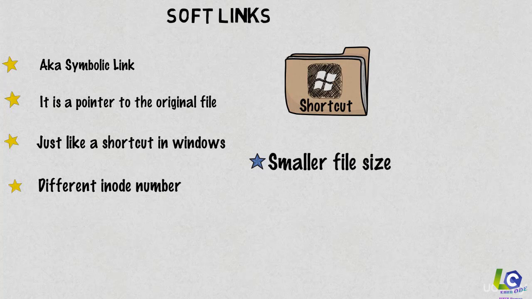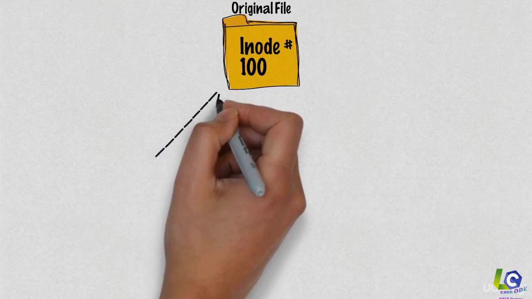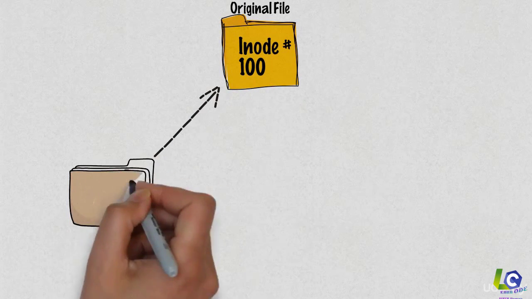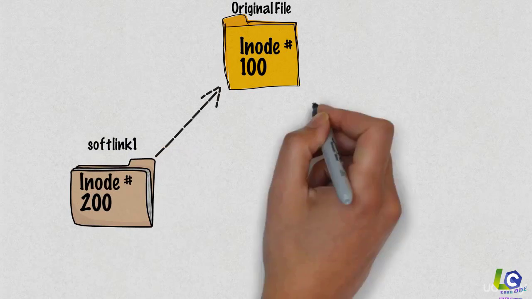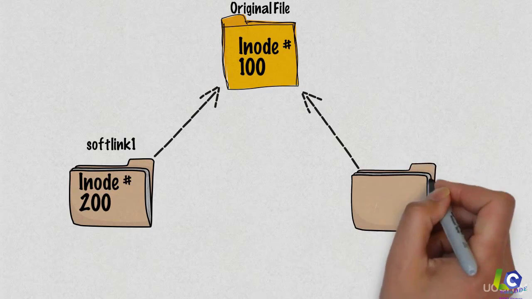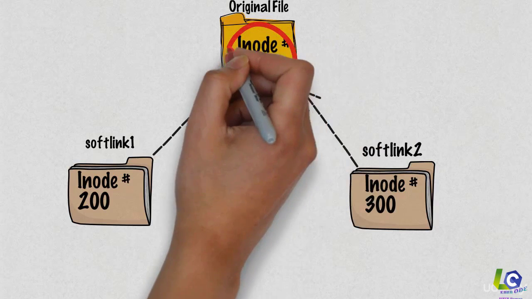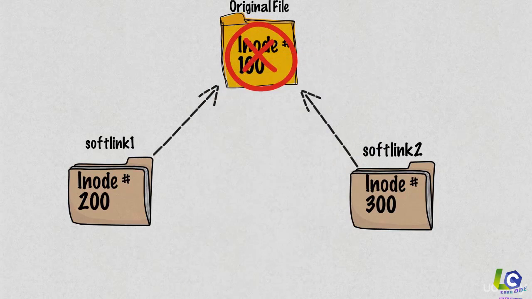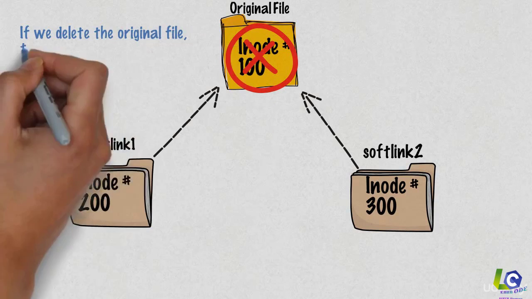However, you have to know one more thing: the inode number of a soft link is different from the inode number of the original file. So here is a visualization of soft links. Here we have an original file with an inode number of 100, and we have two soft links, or two shortcuts, one with an inode of 200 and one with an inode of 300. As you can see, the inode numbers differ when we are dealing with soft links.